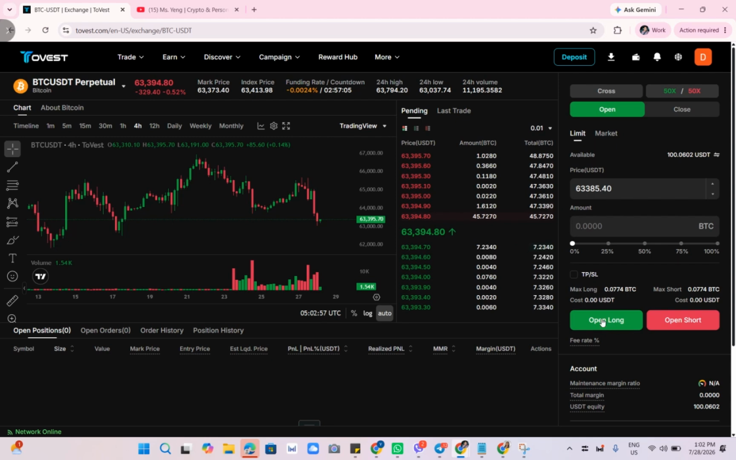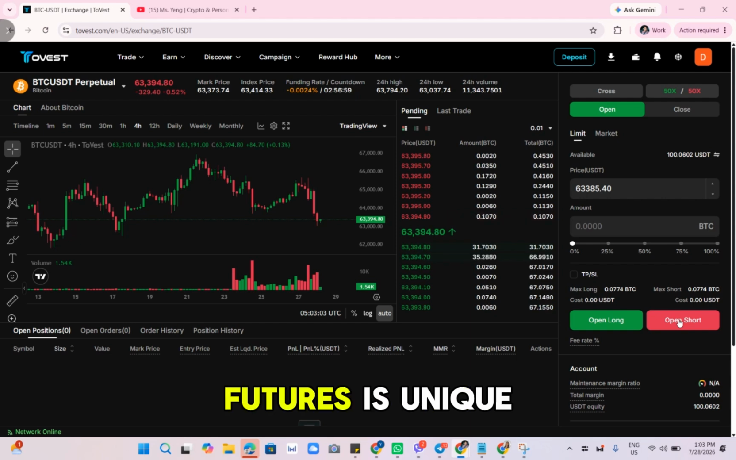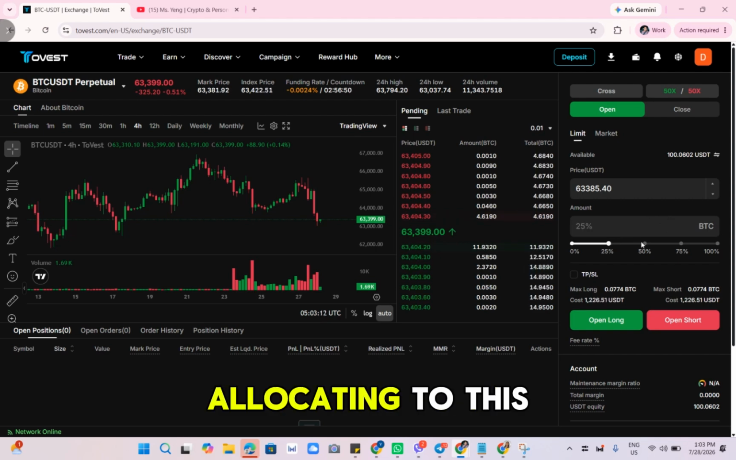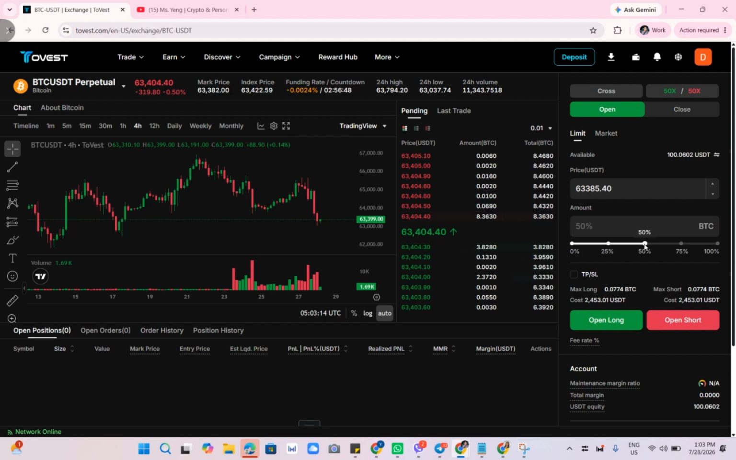Okay. Long means you profit if price goes up. Short, you profit if price goes down. Futures is unique, because you can profit in either direction. For the position size, that's how much of your balance you're allocating to this trade. And I suggest never put your entire balance into one position. Let's try to put 50%.